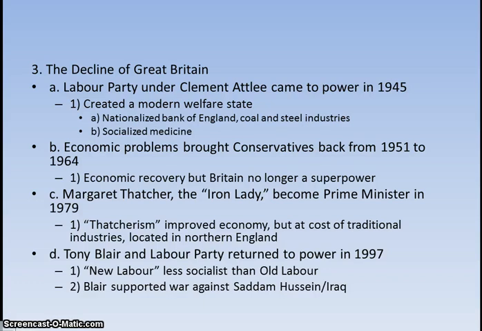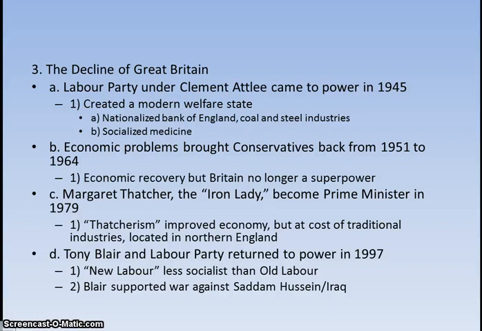So in Great Britain, what you're going to see is Attlee coming into power in 1945. So Winston Churchill is voted out. He's a conservative. He gets voted out after the war is over because they didn't want a wartime prime minister. They wanted somebody in there that was going to be a little bit different. So Attlee comes in, and he's a Labour Party guy.